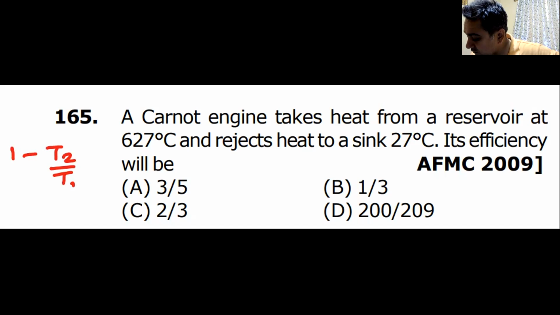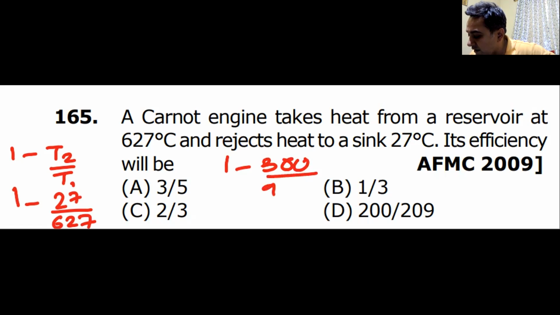You just do it. 1 minus temperature of the sink is 27 divided by temperature of source is 627. Correct? No, that is not correct because I have used degree Celsius. I should use Kelvin. Kelvin, Kelvin, remember Kelvin. This becomes 300, my dear friends, and this becomes 900. The correct answer is C, which is 2 by 3. If you multiply it by 100%, you will get the percentage. Do you understand this? Simple questions.